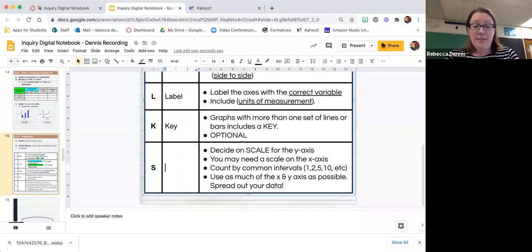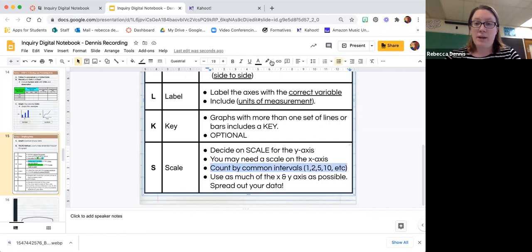Finally, we're going to have the scale, and the scale are the numbers. Okay. The numbers that go on the sides of your graph. Usually we're going to talk about the scale mostly in terms of the y-axis, but sometimes you're going to have them on the x-axis too. You might need to put a scale on the x-axis, and you are going to count by common intervals.